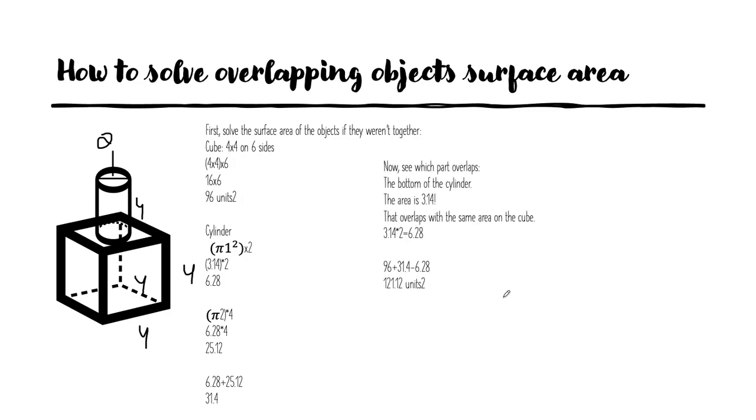But which part overlaps? The bottom of the cylinder, and the area of that is 3.14. And it overlaps with the same exact area on the cube. So it overlaps twice. So we're going to multiply 3.14 by 2, which gives us 6.28. Now, here's the tricky part. We first need to add 96 and 31.4, but we also have to minus 6.28. And when we do that, we get 121.12 units squared.